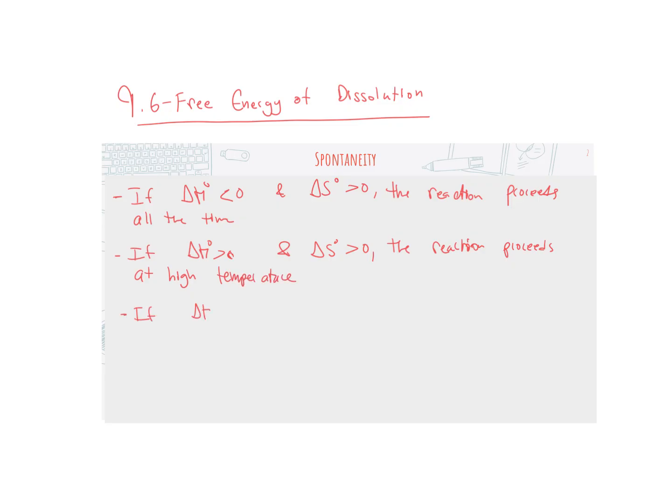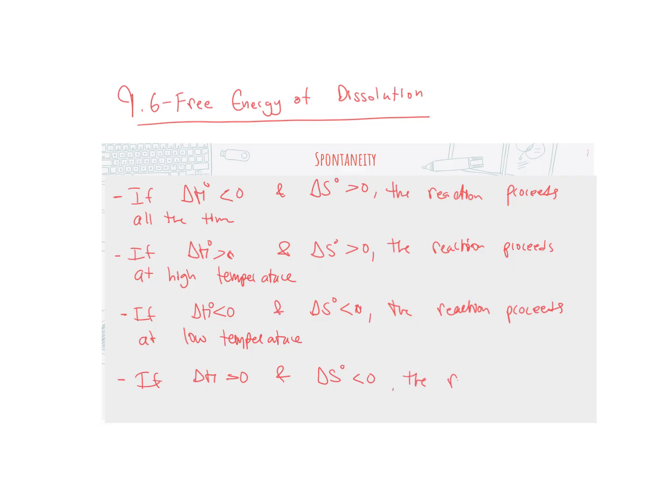If delta H is less than 0 and delta S is also less than 0, then the reaction proceeds at low temperatures. And finally, if delta H is greater than 0 and delta S is less than 0, then the reaction will not proceed.